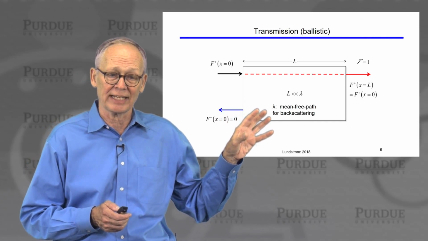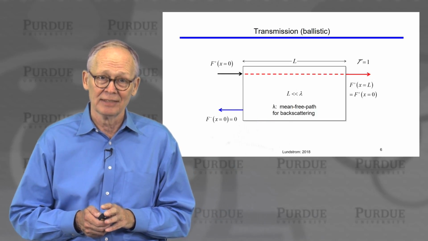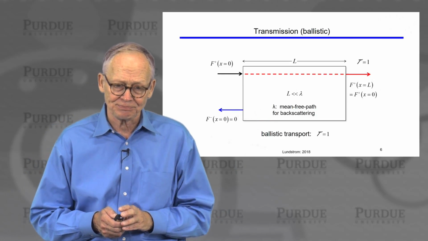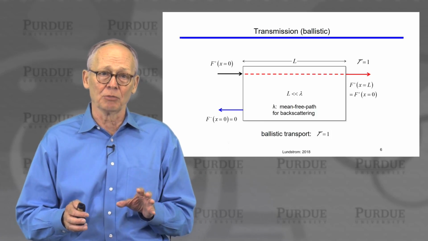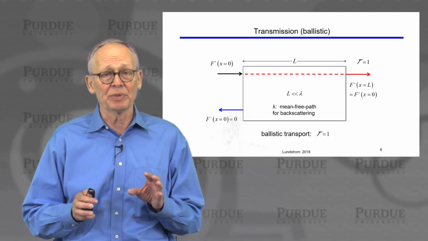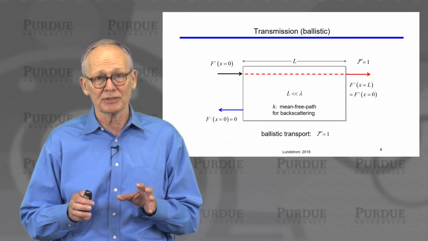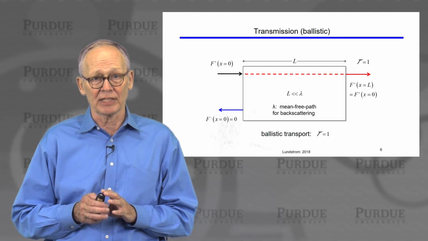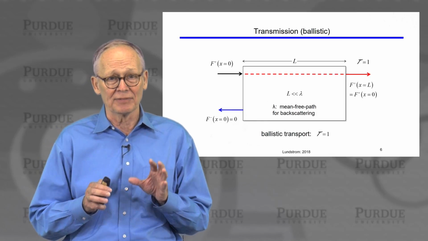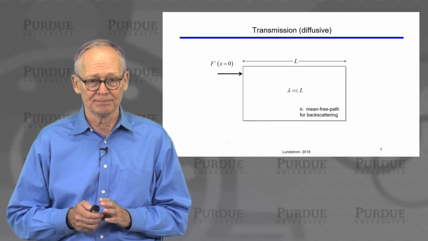Nothing turns around and scatters and comes back out the left side where it was injected. So this is what we call ballistic transport, and we will be interested in what the IV characteristics of a ballistic MOSFET are, because there are field effect transistors right now that operate very close to these ballistic limits.